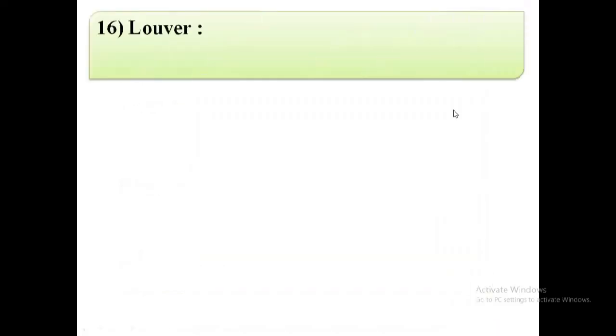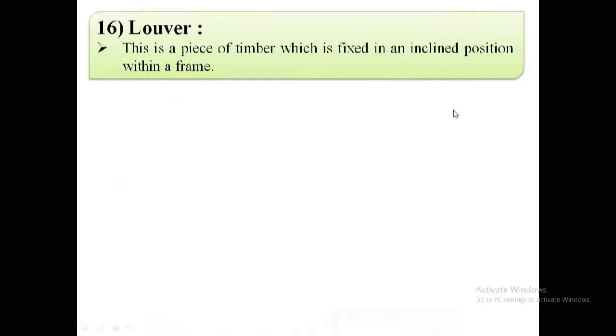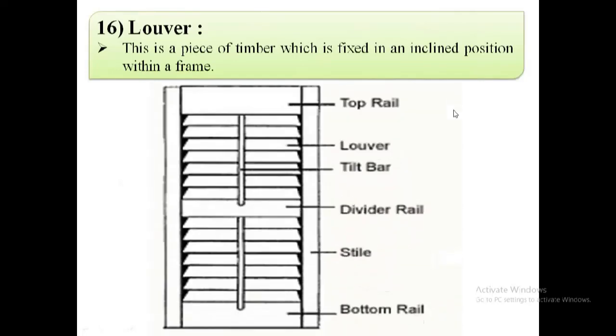Next technical term is lower. Lower is a piece of timber which is fixed in an inclined position within a frame as shown in this image. So here you can see these are lowers and these are the pieces of timber and it is fixed in an inclined position within this frame.